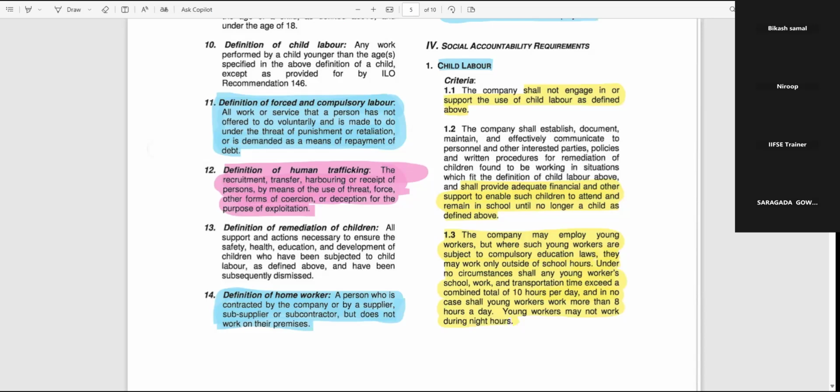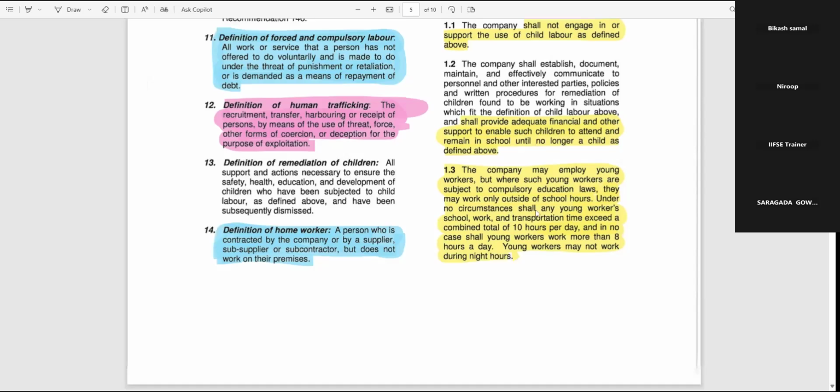And also young workers are not to work during night hours, especially night shifts. इन लोग नाइट शिफ्ट में नहीं डालना चाहिए. They are not supposed to work or be taken to work in night shifts.